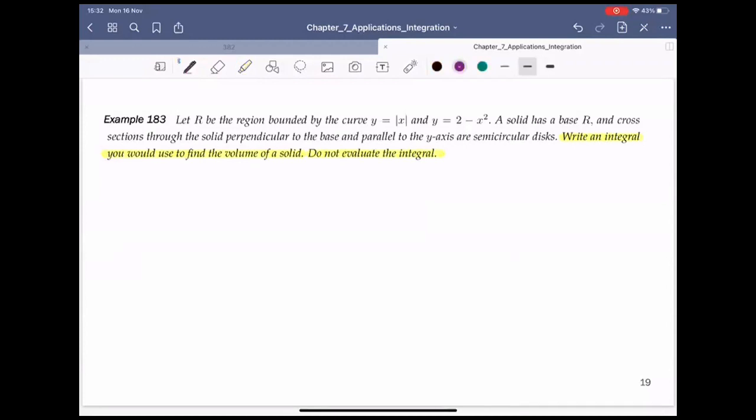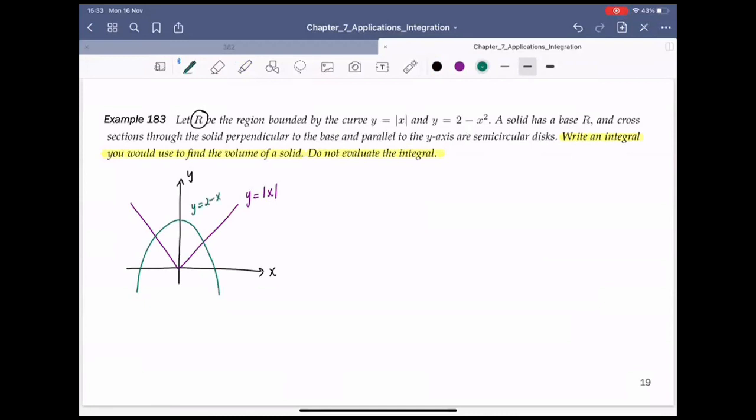So first of all, we are going to find the region R. Let's draw the graph. So y equals square root of x. All right, that is easy. The next one is 2 minus x squared.